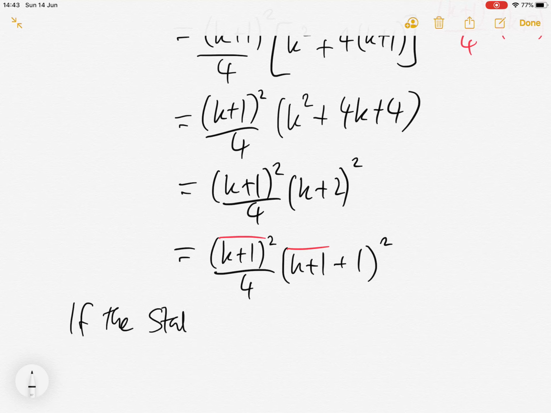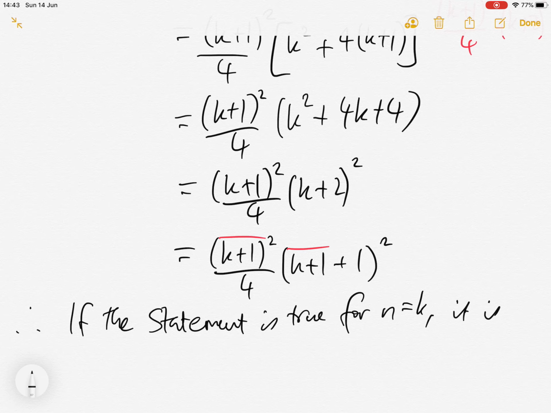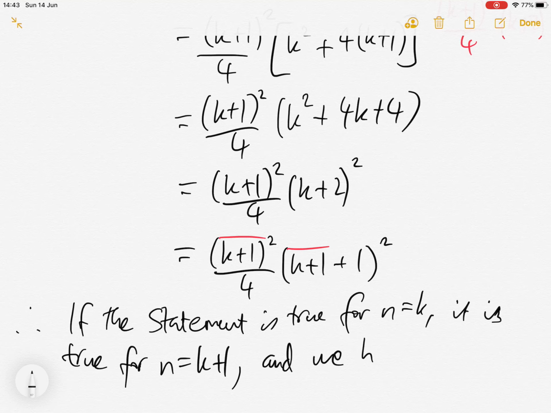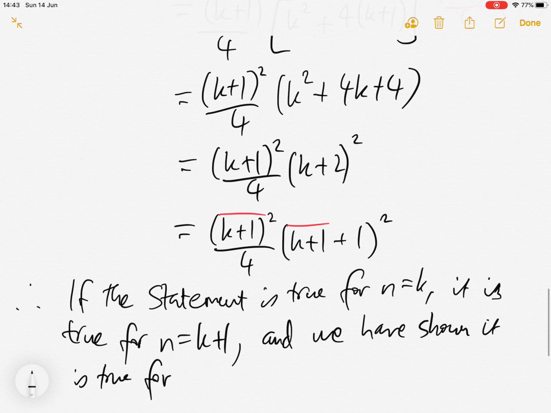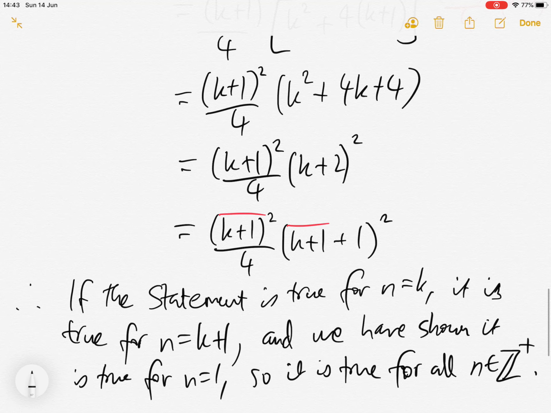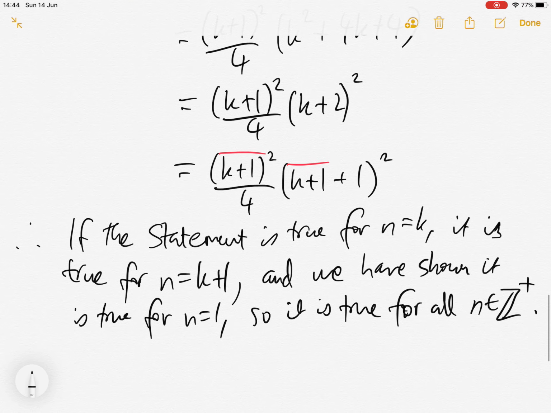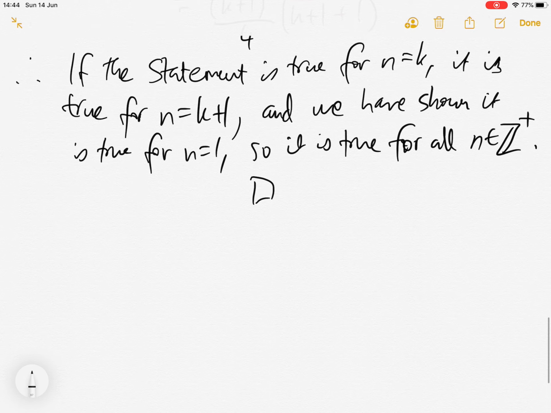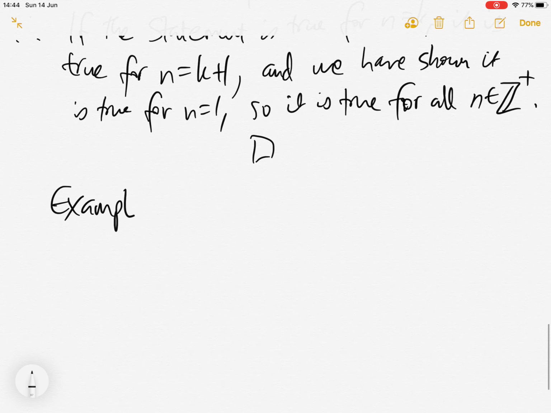Therefore, if the statement is true for n equals k, it is true for n equals k plus 1, and we have shown it is true for n equals 1, so it is true for all n in Z plus by induction. And that's the end of the proof. And we'll just see one more example.